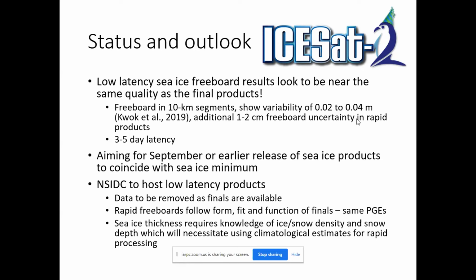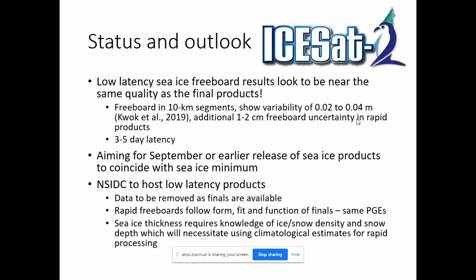We're hammering out the final details on doing this, but we're aiming for September or earlier release of these products. And they'll all be hosted at NSIDC. So right now the ICESat-2 products are at NSIDC, and they'll be put in basically a similar flavor. The rapids will be removed as finals become available. But really, they're meant to just be the same. The same code is used to get these products.